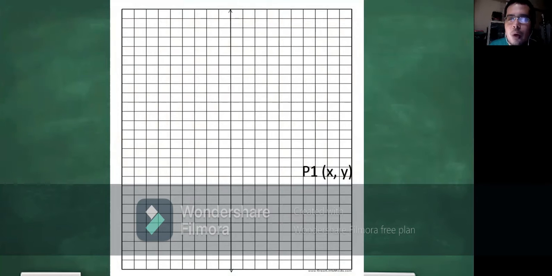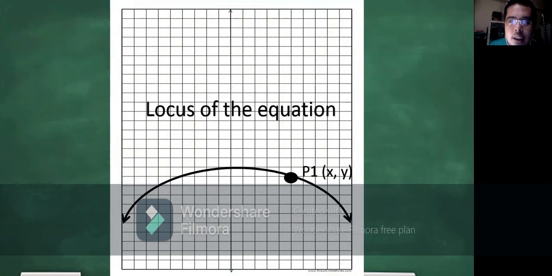So this is P1 (x, y). Assume that P is here. So the locus of the equation is, let's say your circle, so this is your curve. From any point P on the circle, this is the equation of your locus.